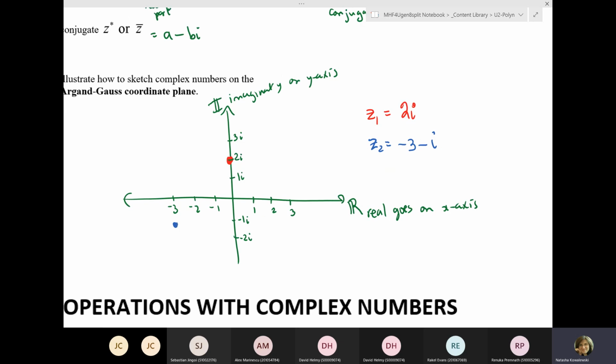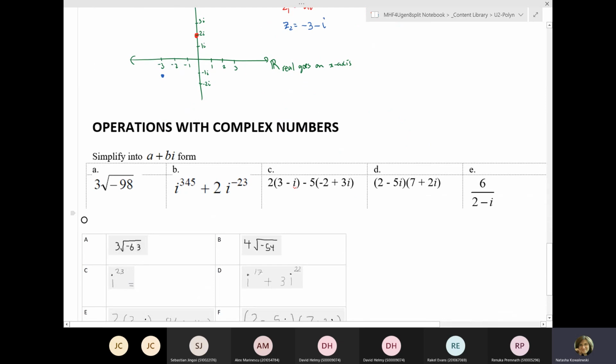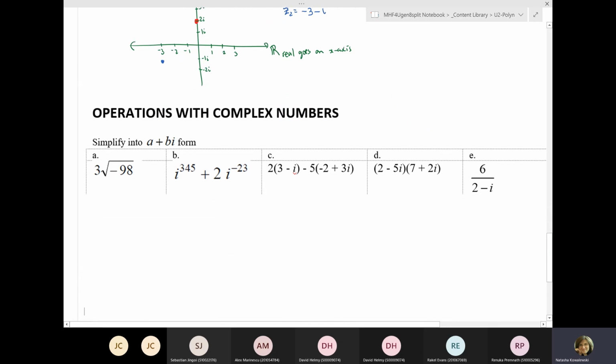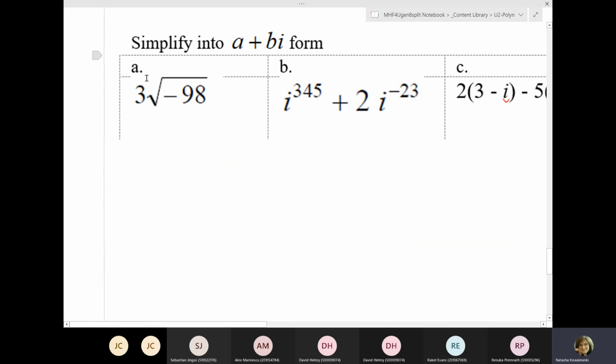I think that's it for definitions. Let's see how do we work with them. So it's going to be very similar to your concept check. Let's start with the first one. If you have a negative under the root, here's what you're going to do. You're going to split up that negative under the root as -1 separate from the remainder of the actual number. And then, of course, with 98, you can think about what numbers divide into 98 that are perfect squares.